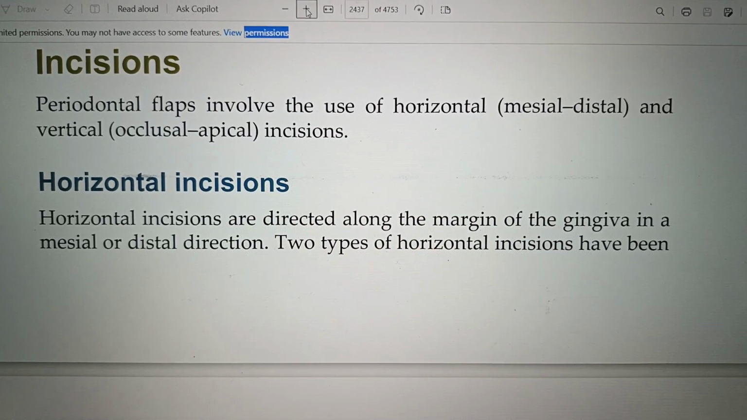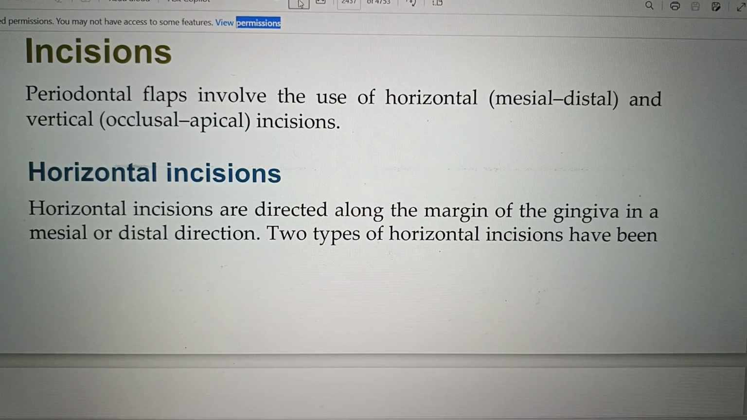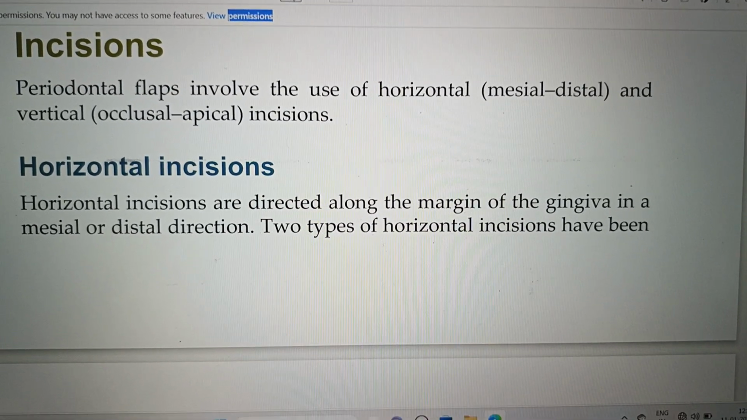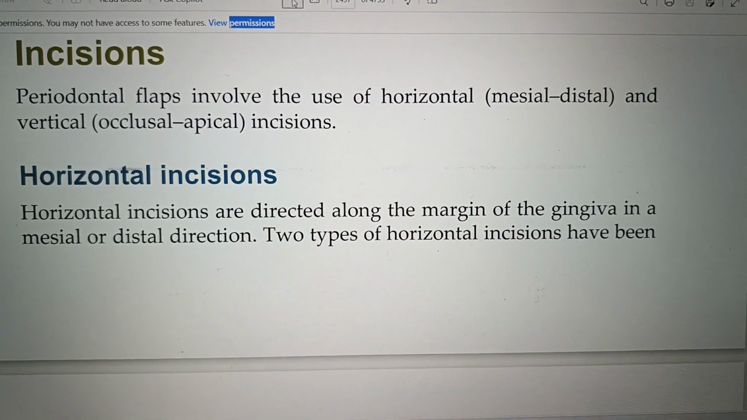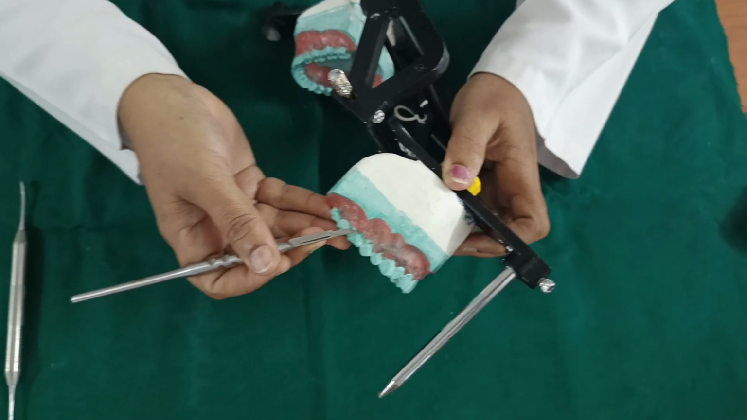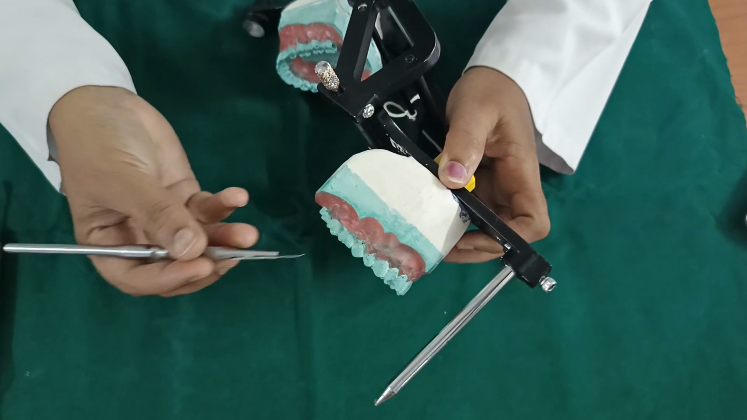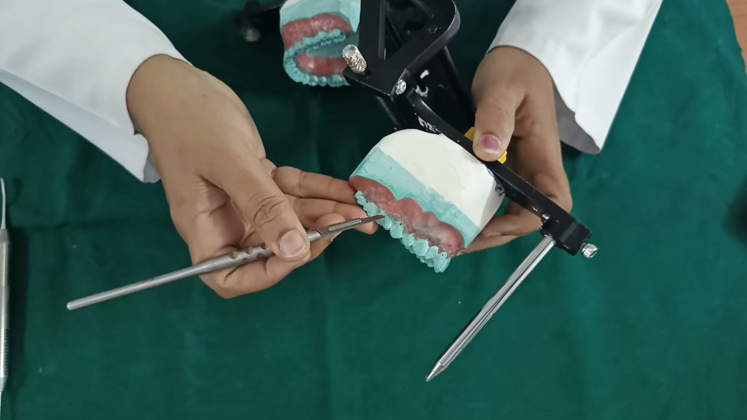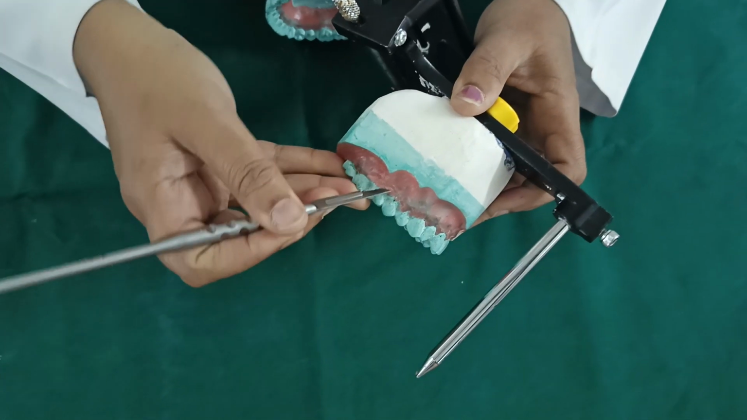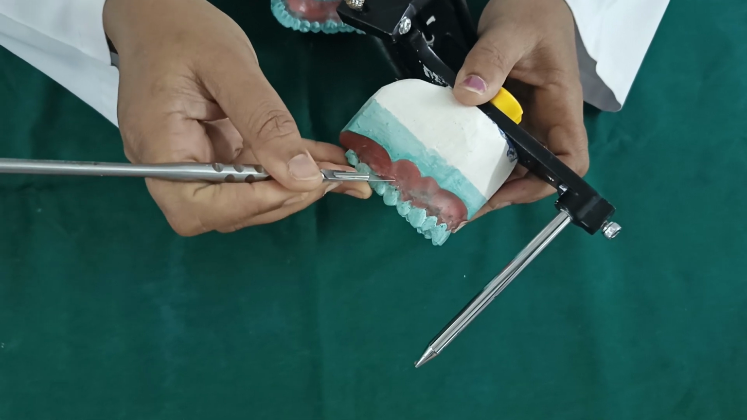One is horizontal, that is mesiodistal, and the other is vertical, from occlusal to apical. In horizontal incision, we have three types: the internal bevel incision, the crevicular incision, followed by the interdental incision. For incision, we need armamentarium, a BP handle and a 15 blade. The first incision is the internal bevel incision. It starts at a distance from the gingival margin and is aimed at the bone crest. This is the internal bevel incision.